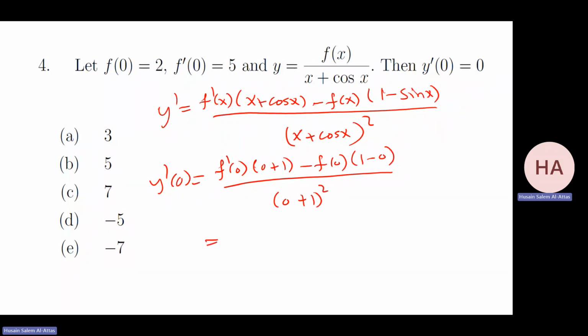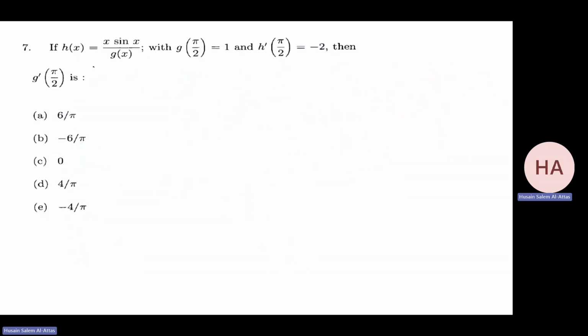F prime at 0 is what? 5. So this is 5 minus f at 0, which is 2 over 1, so it will be 3, which is this. Yeah, not that difficult. I need to find the derivative h prime of x. I have product rule and quotient rule.